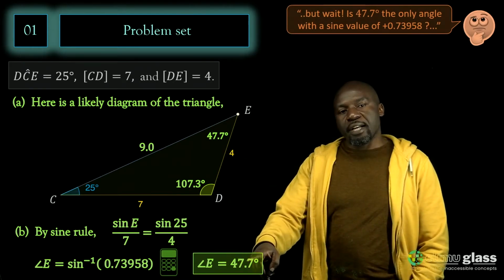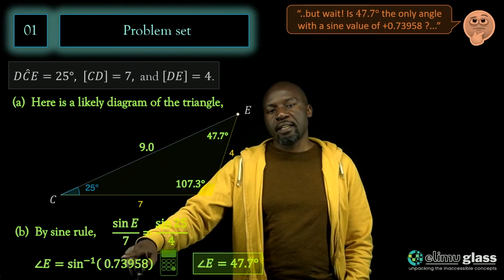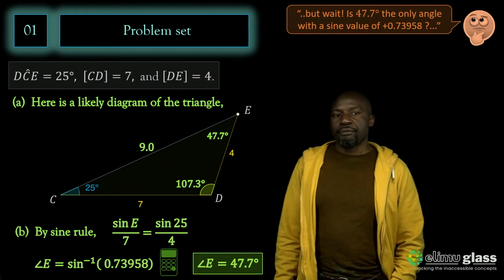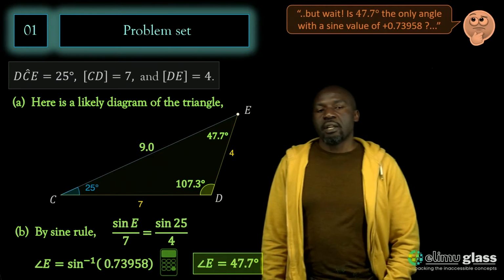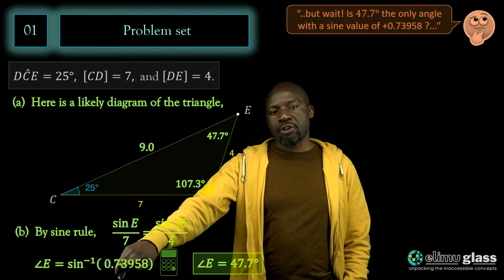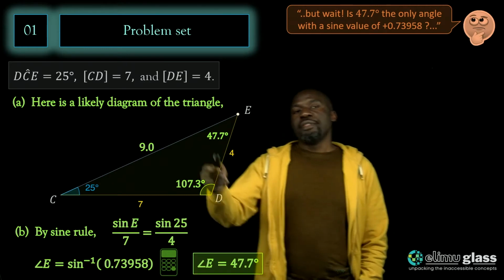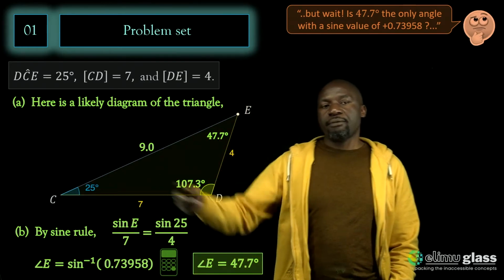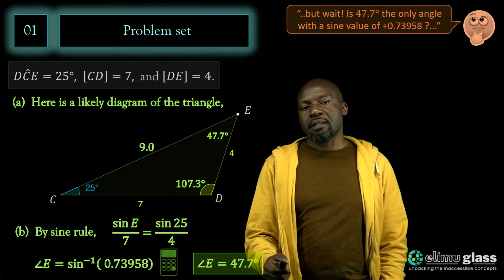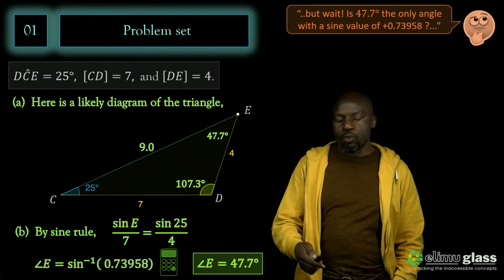So we want to ask ourselves, is 47.7 the only angle whose sine is 0.73958? Now, if you are an HL student, then you know that there are in fact infinite angles with a sine ratio of 0.73958. However, within a triangle, a three-sided figure, that angle cannot be greater than 180, and given that this is already 25, that angle has to be less than 180.